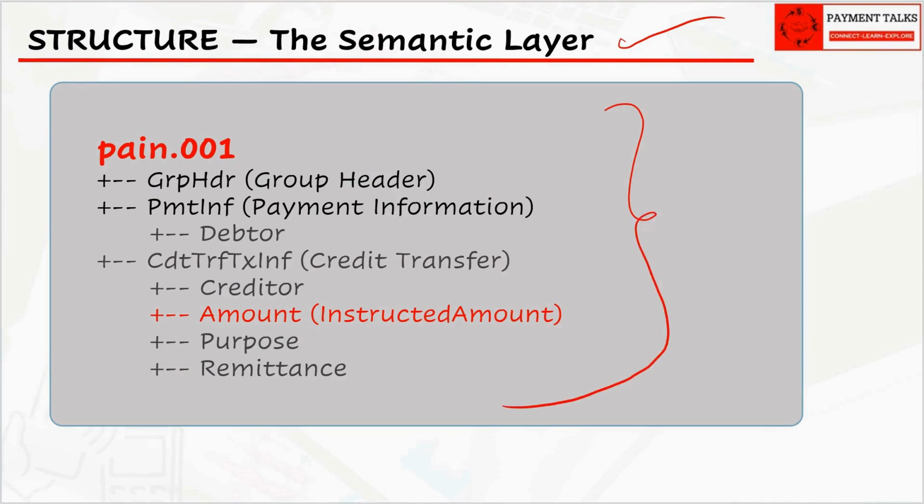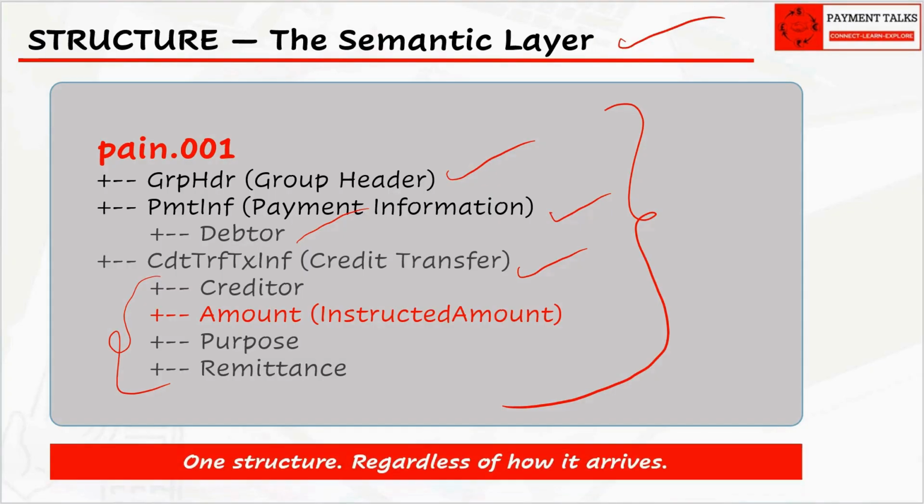It defines a group header, a payment information block, and inside that block, a credit transfer transaction block, and inside that block, creditor, the instructed amount, purpose, and remittance information. This structure exists regardless of how the data is transported. You can deliver Pain.001 structure inside JSON, you can deliver it inside XML, you can map it from a CSV. The structure describes the meaning, the format describes the transport.